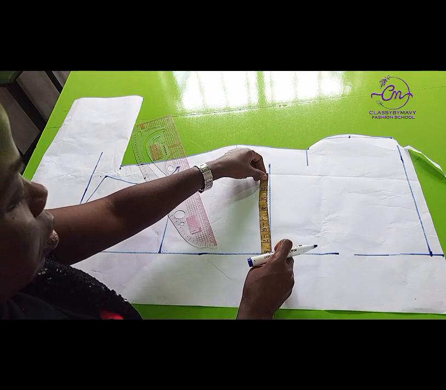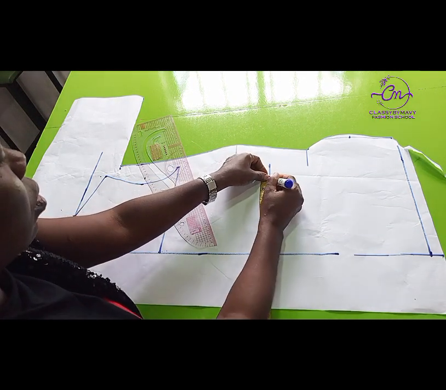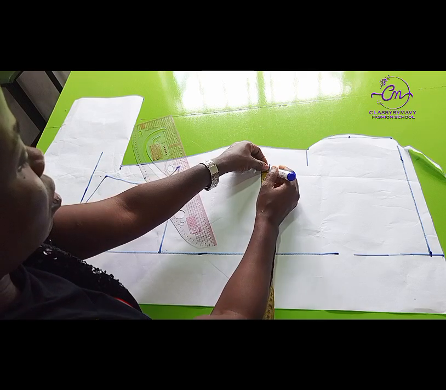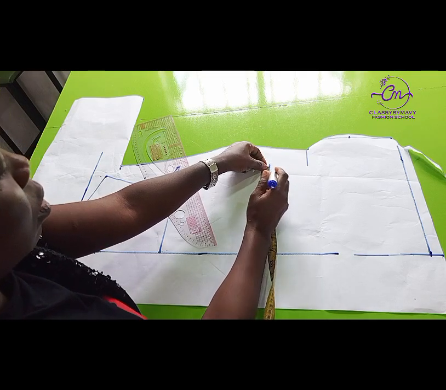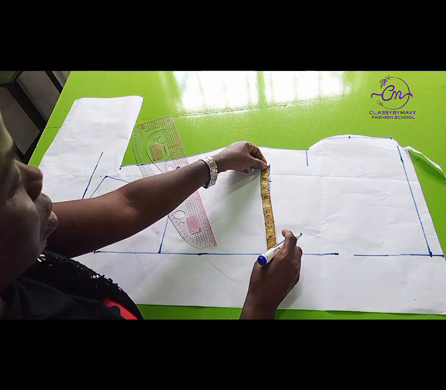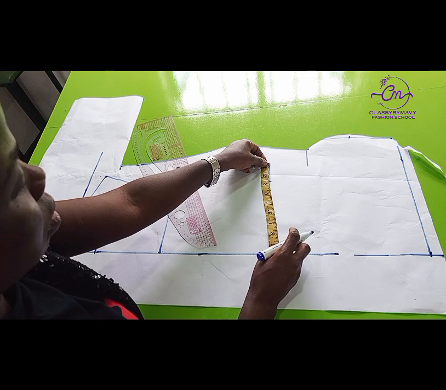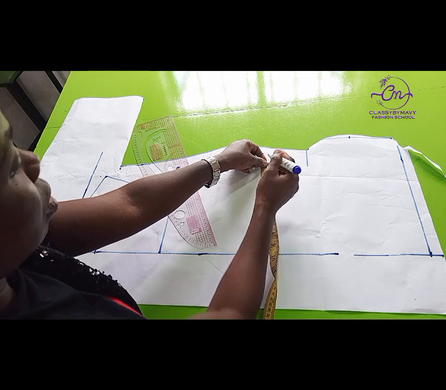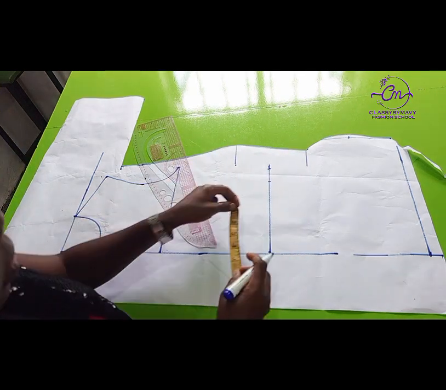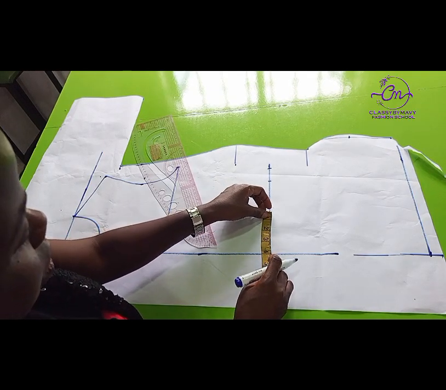So next I'll be inserting the waist circumference divided by 4. Then I'll add 1.5 inches for the darts. So 28 divided by 4 gives me 7 inches. Now I marked 7 and then added 1.5. So in all I have marked 8.5.